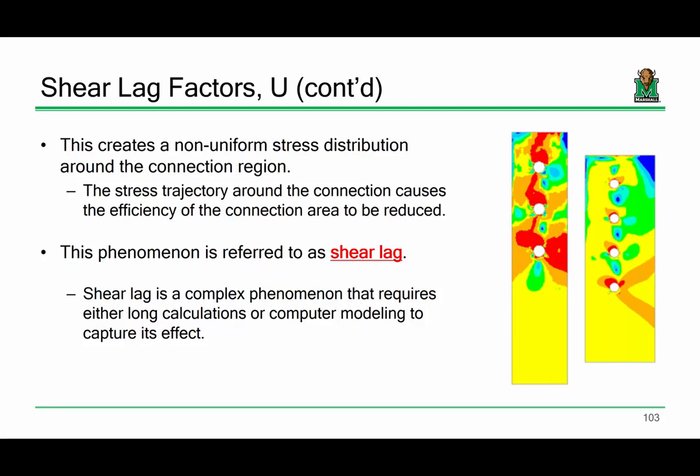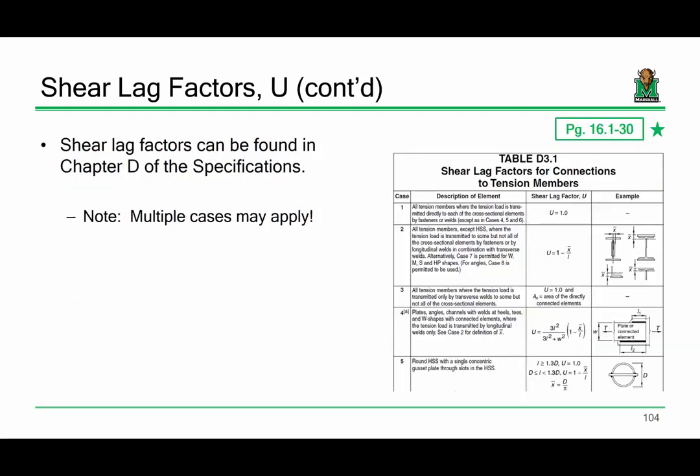We have a name for that phenomenon. We call it shear lag, okay? Shear lag is the name for that phenomenon of the stresses being non-uniform right there around the connection. We have to determine how much of that net area is effective in transferring stress, okay? Like I said, this is not easy to do. Fortunately, the code makes it a little easier for us through the use of some nice empirical equations.